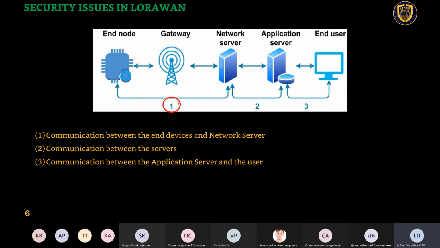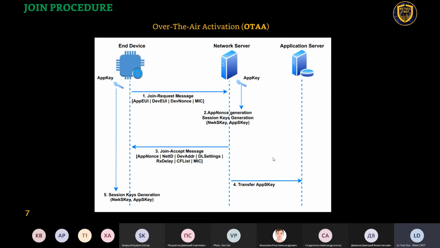And here comes the join procedure. So what is the join procedure? When a new LoRa end device is added to a LoRa network, it should go through an activation process. Currently, LoRa provides two types of activation methods. The first one is activation by personalization, or ABP, and the second one is over-the-air activation, OTAA, which is called the join procedure, and you can see that on the slide.